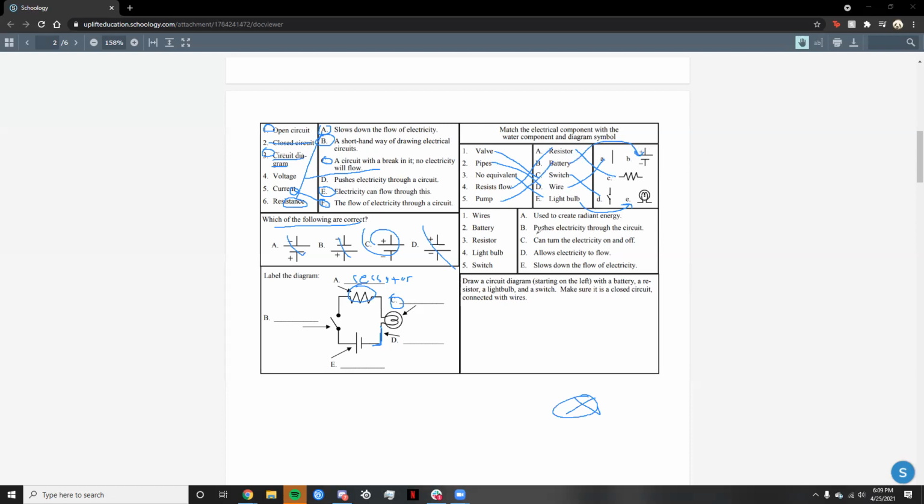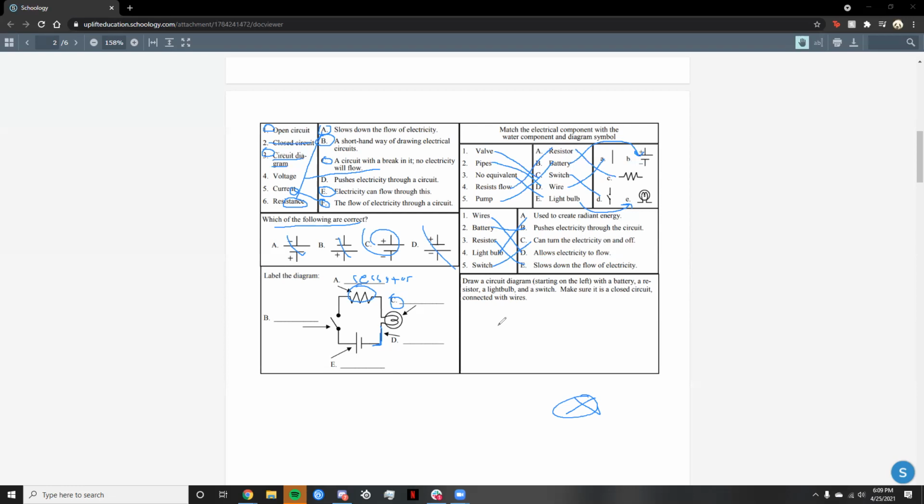Good job. Super easy. Wires allow electricity to flow. The battery pushes electricity through the current. Resistor slows down the flow of electricity. Light bulb is used to create radiant energy. I am pretty sure this is correct. Don't trust me on this. Switch can turn the electricity on and off.